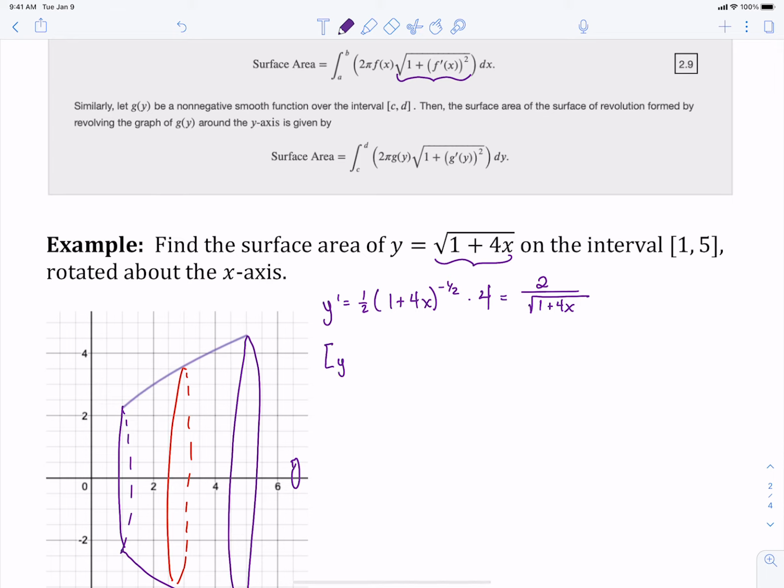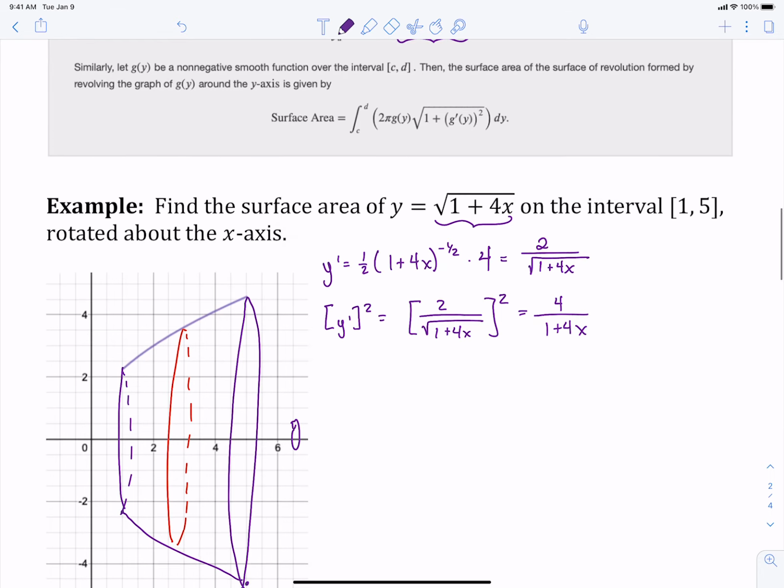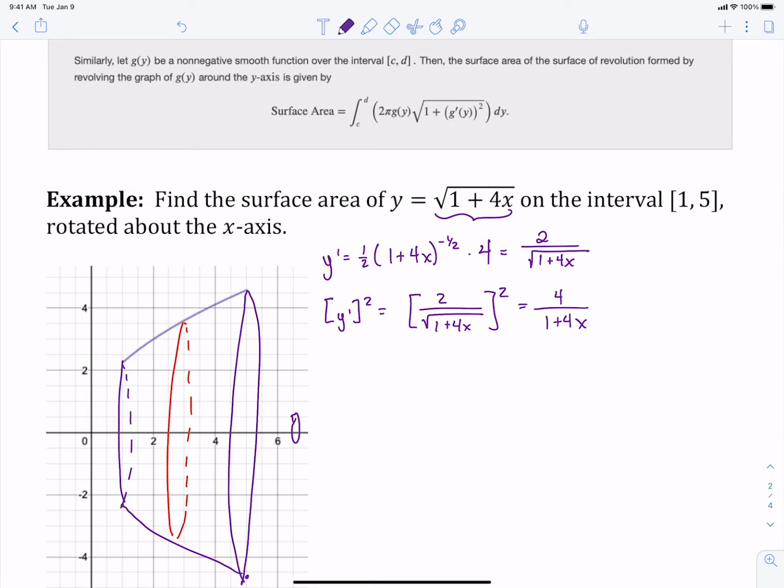Then we want to square this. All right, so we'll take this function and we'll square it. This is going to be nice because it's going to actually get rid of that square root. Hooray. And it makes the top a 4. We're squaring a square root, so that goes away. And then when we put this underneath a square root and add 1 to it, we're going to get 1 plus 4 over 1 plus 4x.